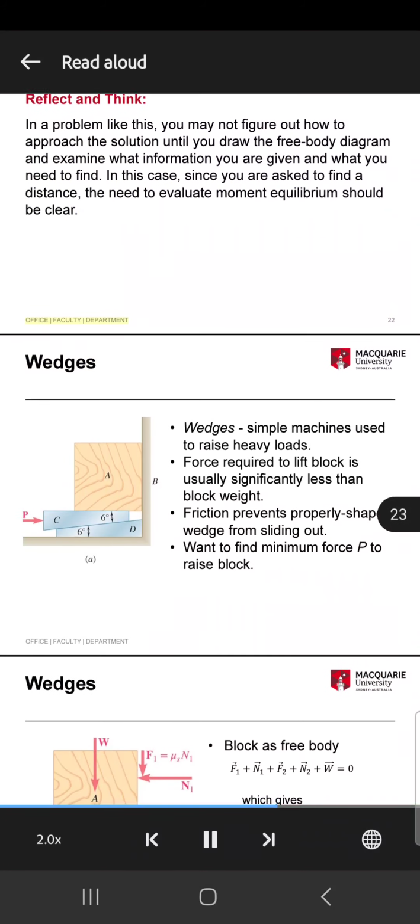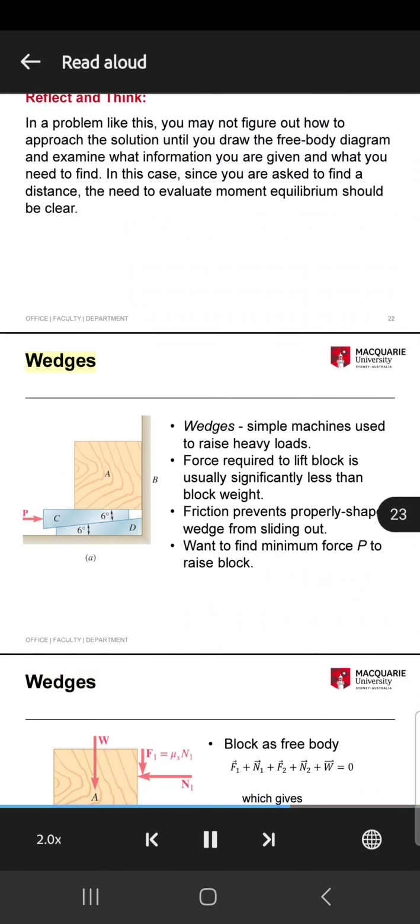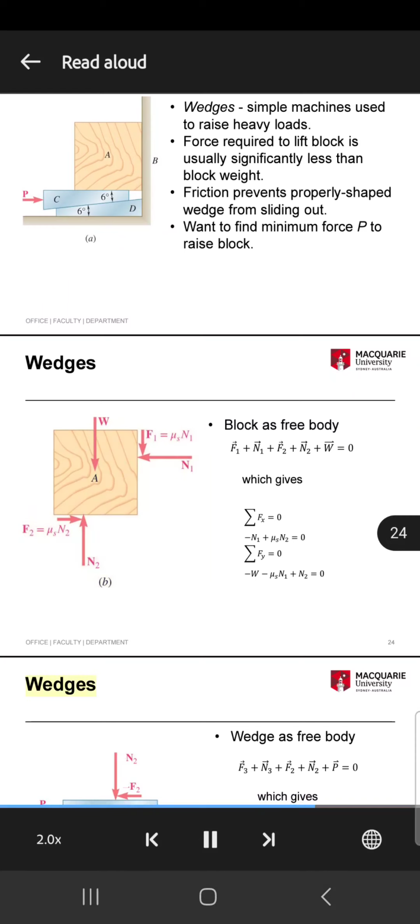Wedges. Free body diagram of wedges. Free body diagram of the block is showing the weight force W, friction and normal forces from the wall, F1 and N1, as well as friction and normal forces from the wedge C, F2 and N2.